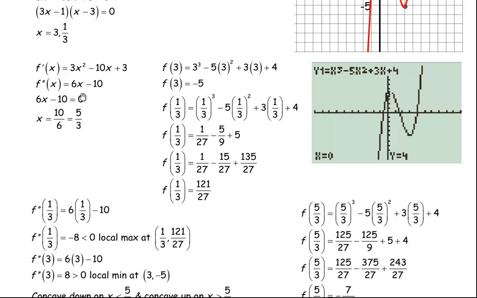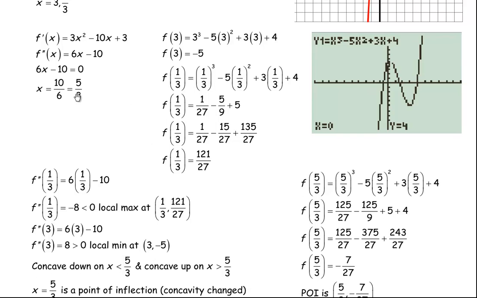So let's do the 3. Put 3 in place of x. So 6 times 3 would be 18. Minus 10 would be positive 8 in that case. So it's greater than 0, a positive second derivative there. So the graph has to be shaped like this. So there's a local minimum at 3 comma negative 5.